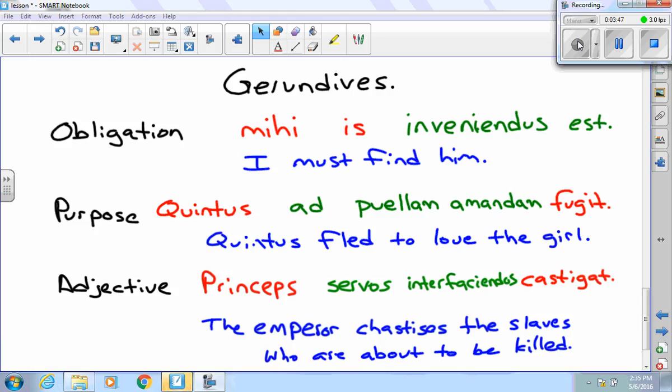Finally, I have an adjective. No ad, no gratia, no causa, no est. I just have an adjective. Here I have princeps servos interficiendos castigat. The emperor chastises the slaves who are about to be killed. About to be killed is our adjective translation of the gerundive.